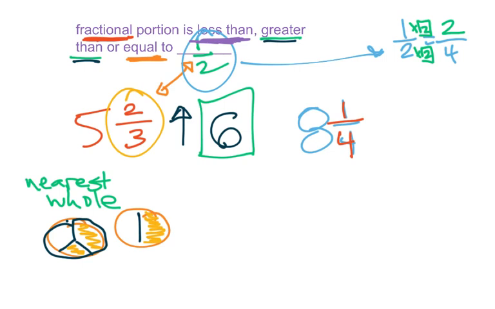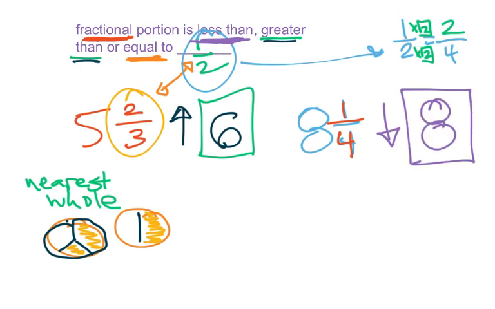And if it's less than, guess what we're going to do? You got it. We're going to round down. Round down to the nearest whole number, which would be 8. Boom. All right, what about this guy? What if I had 9 and 4/8? So again, our focus is always, is that 4/8 less than? Is it greater than? Or is it equal to?